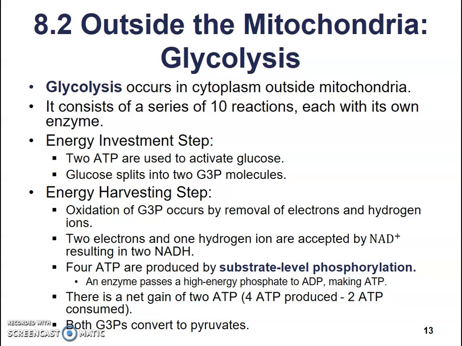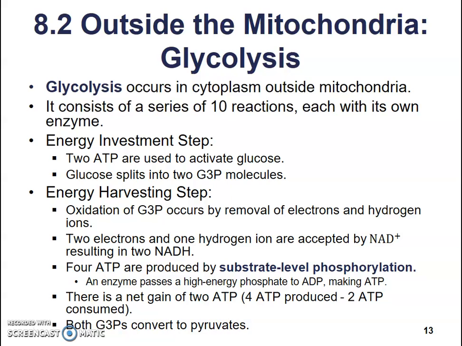Outside the mitochondria, glycolysis. Glycolysis occurs in the cytoplasm outside the mitochondria. It consists of a series of 10 reactions, each one with its own enzyme. There's an energy investment step where 2 ATPs are used to activate that glucose and split it into 2. So we've used 2 ATP molecules. But don't worry, we're going to generate 4 of them in this glycolysis, but we only end up with a net gain of 2 because you got to put 2 in to get 4 out.